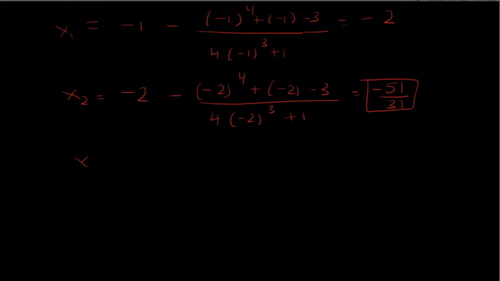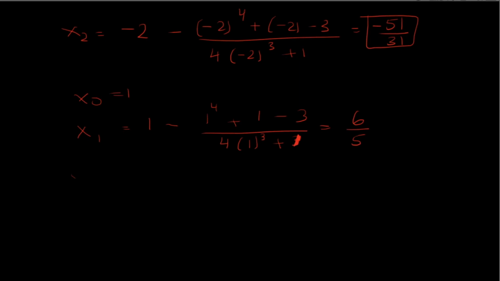Now we're going to look at when x sub 0 is 1. And so that's x0 minus x0 to the fourth plus x0, which is 1, minus 3 over 4 times x0 cubed plus 1. Oh, sorry, plus 1. And that would be 6/5.